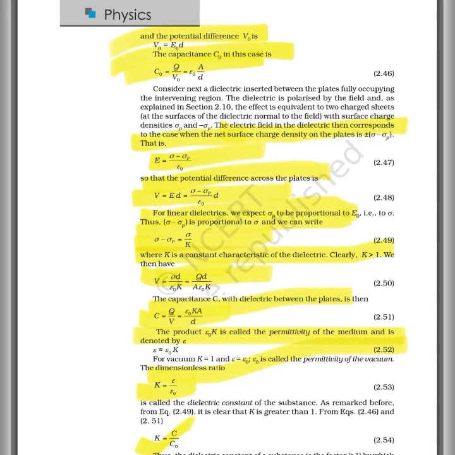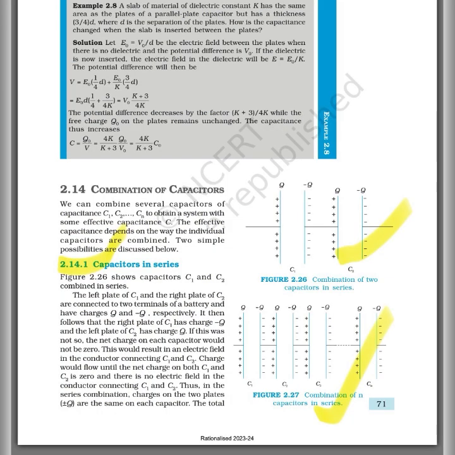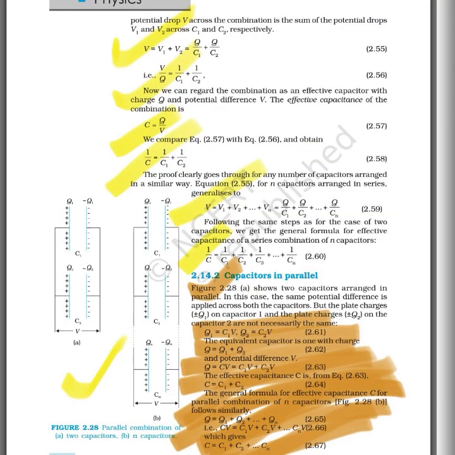Next is capacitors in combination, series and parallel. You have to see both, and they will ask you the proof of both series and parallel. In the second year they will always ask about the proof of series and parallel, so the proof of series or parallel is part of the syllabus.